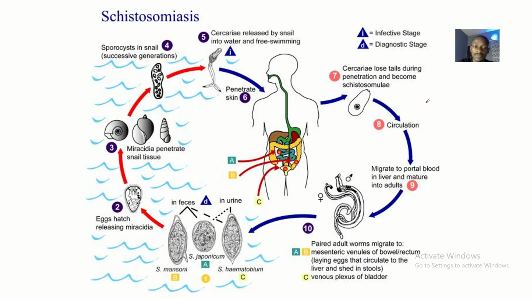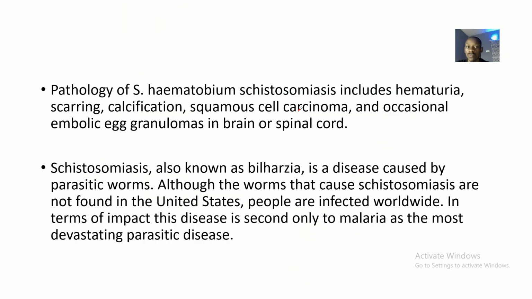This picture right here just shows an overview of the life cycle of the schistosoma worm. The pathology of schistosoma haematobium includes what? Hematuria, scarring, calcification, and squamous cell carcinoma. And occasionally, you could have embolic egg granulomas in the brain and spinal cord.